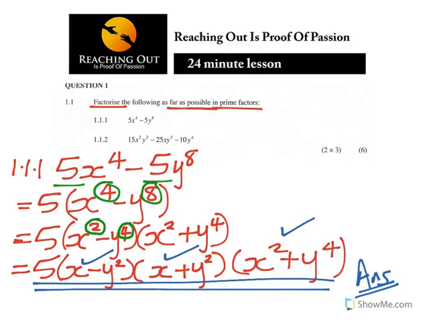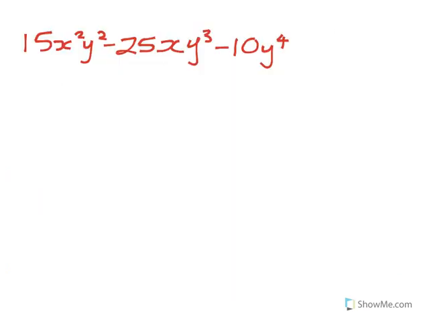Now, the next question that they asked is 15x squared y squared minus 25xy cubed minus 10y to the power 4. They want you to factorize as far as possible. So now when you look at this particular problem, what you need to pick out is to first focus on the numbers.